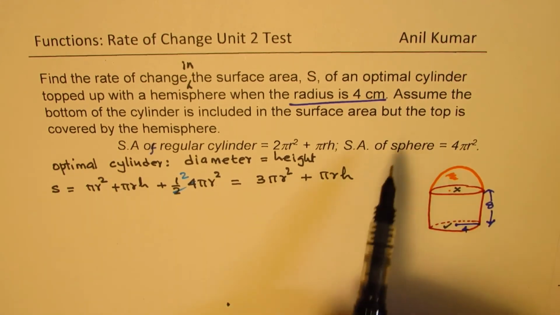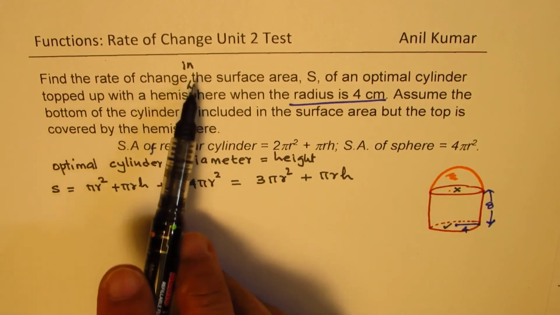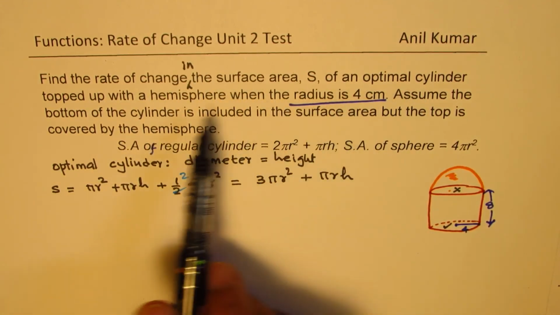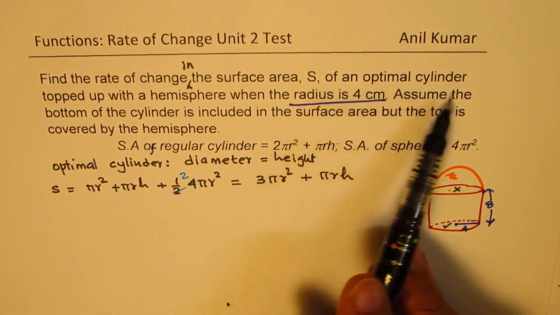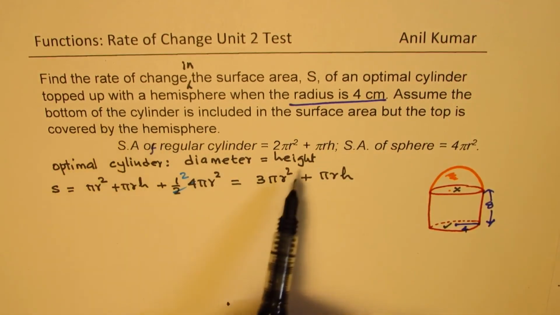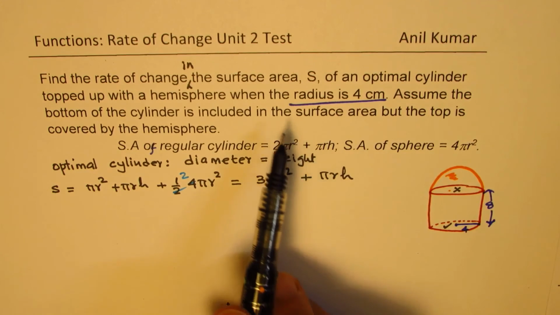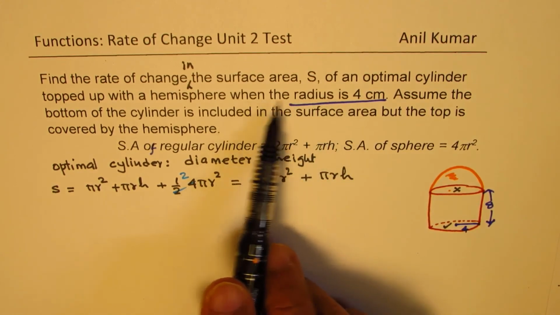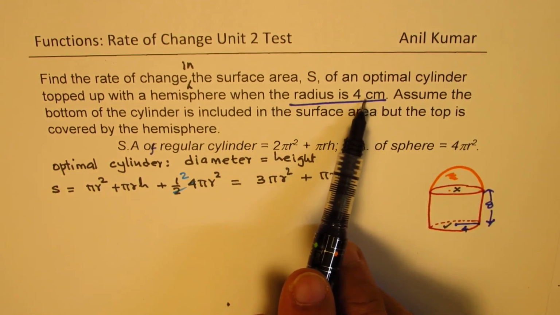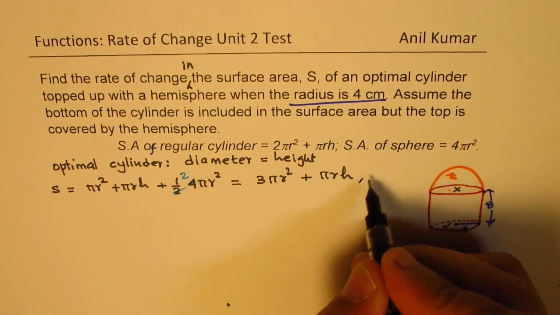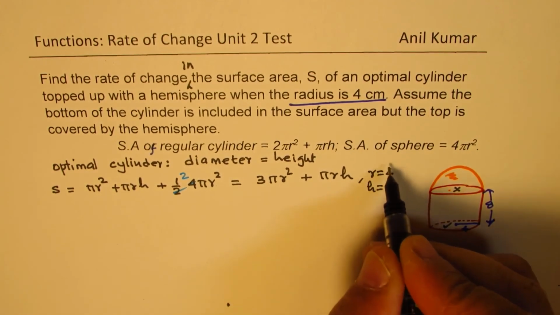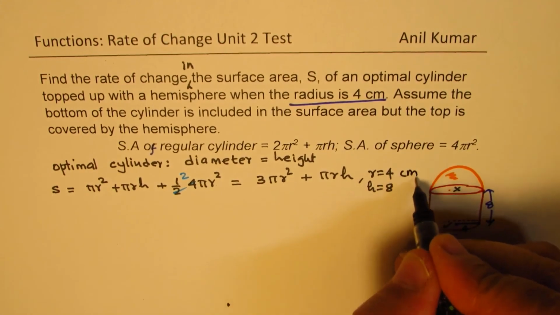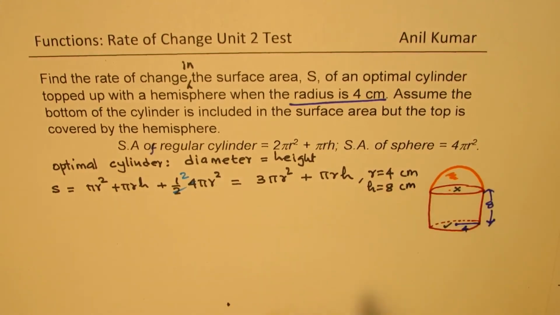Now it says find the rate of change in surface area of this optimum cylinder. Optimum means we have taken height as diameter when the radius is 4 centimeters, right? So when r is equal to 4 centimeters, clearly height will be 8. So these are the values given to us in centimeters. Correct? So now we'll find.